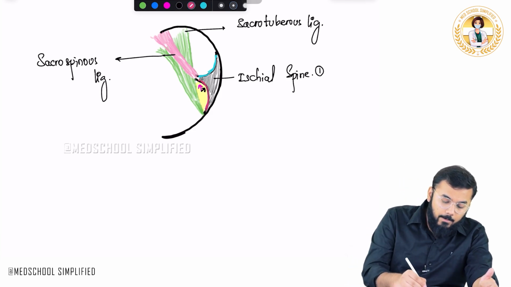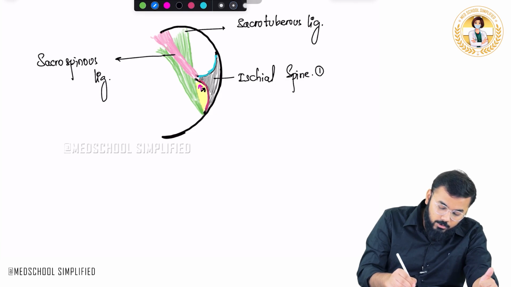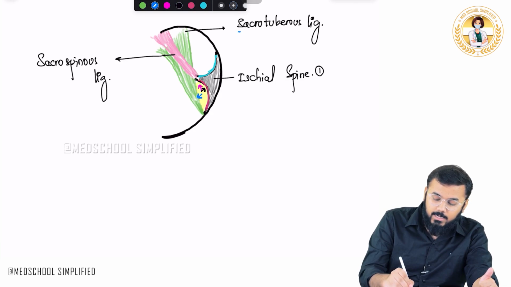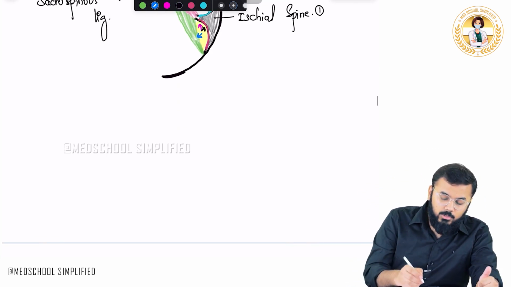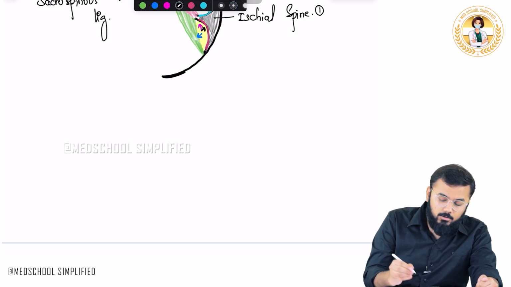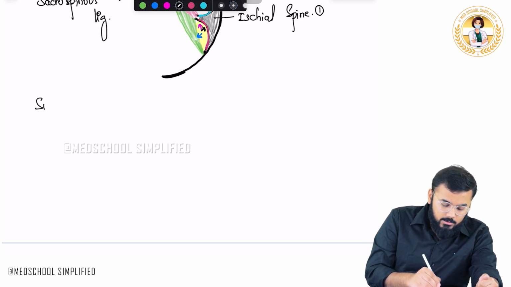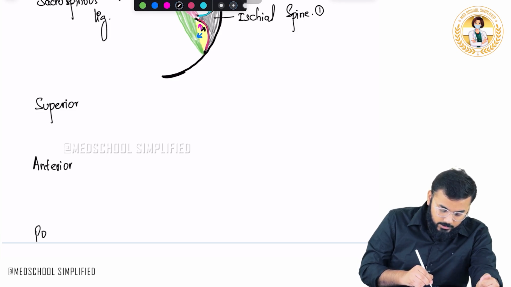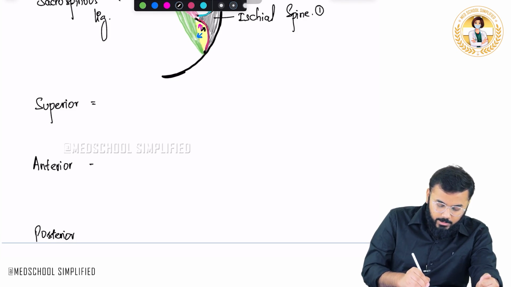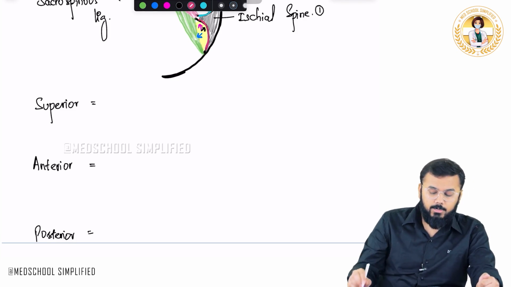Next, the back side, posteriorly, what do you have? Posteriorly, this green colored ligament is called the sacrotuberous ligament. I hope you can understand. So there are three important borders: one is the superior, another is the anterior, and another is the posterior.